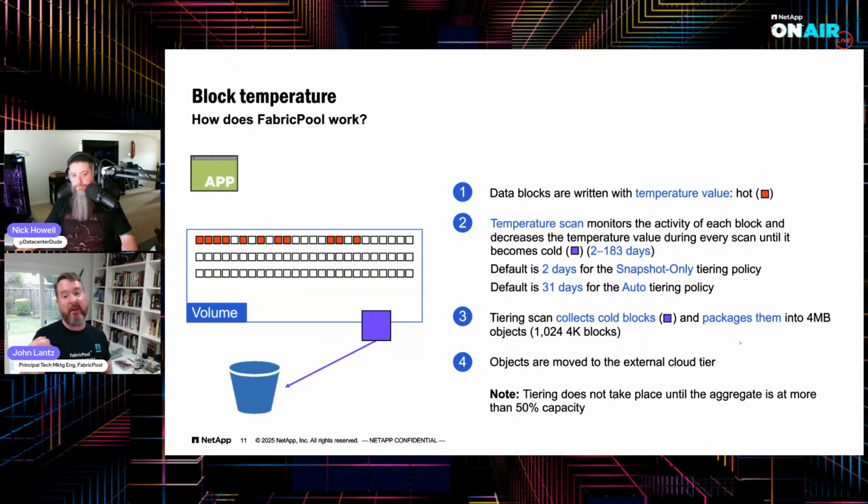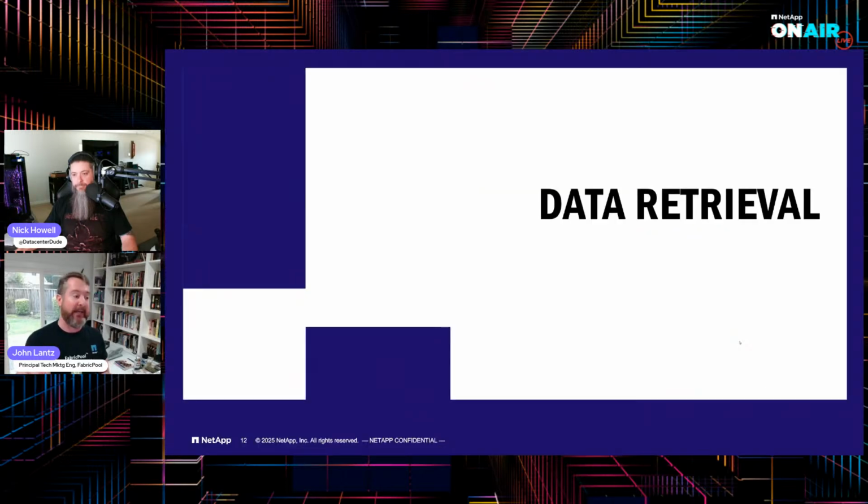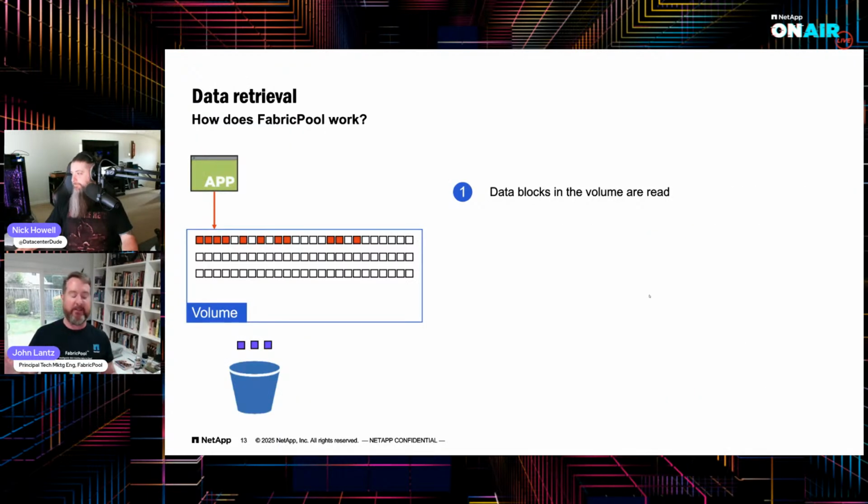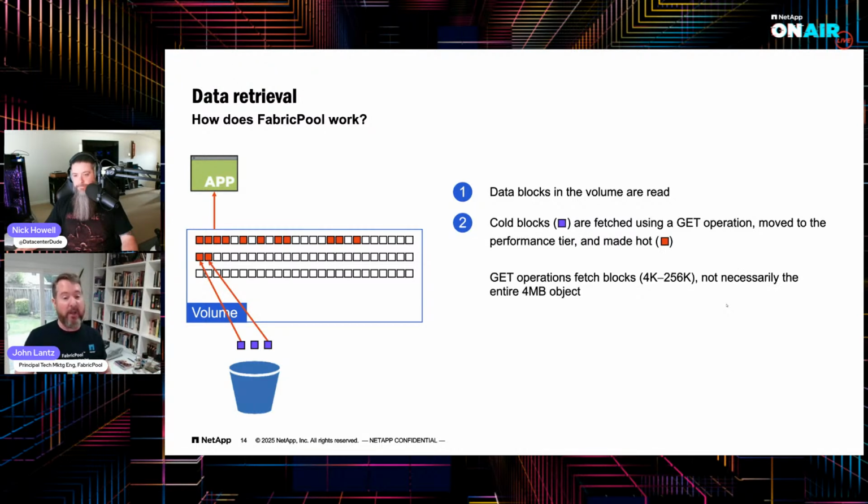So let's get to reading the data, because here's a huge difference between us and honestly everybody else. Here, a client application read comes in. If the data's never been tiered, it's full speed flash, just like you would expect, sub 2 millisecond, whatever.